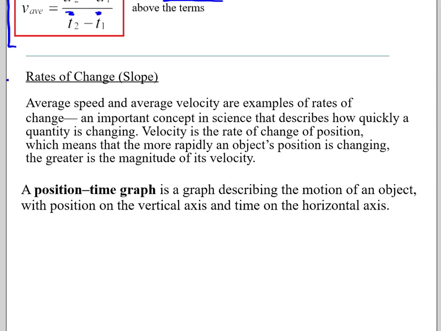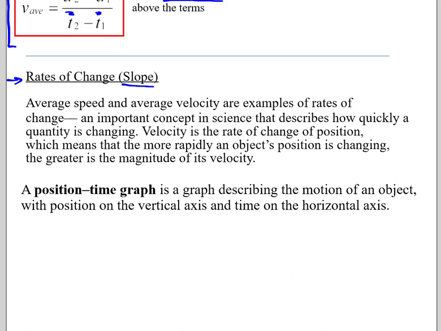Both of them, though, are rates of change, which are slopes. That's going back to grade 9. So your average speed and average velocity are examples of rates of change. Okay, and that shows up in a lot of the different problems. It's going to be with us for the next few weeks for sure.